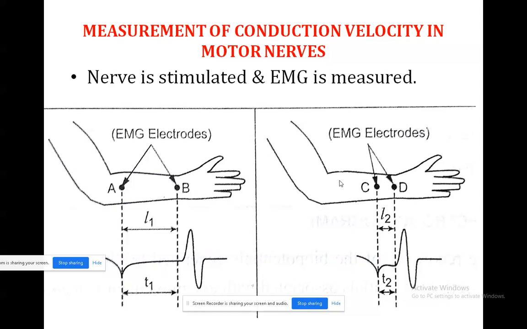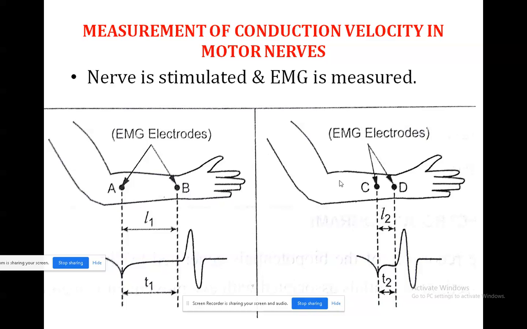This is the measurement of conduction velocity in motor nerves. What are motor nerves? The biology students will know. Motor nerves are the nerves arising from the spinal cord to all parts of the body. The spinal cord plays the role of the central nervous system. From the central nervous system, you have many branches of nerves to all the parts of the body, and these are called motor nerves.